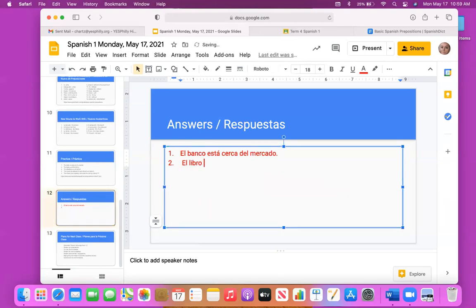El libro está adentro. How do you say library? Biblioteca. Say it again. Biblioteca. Say it again. Biblioteca. Yep. El libro está adentro de biblioteca, right? Yes.